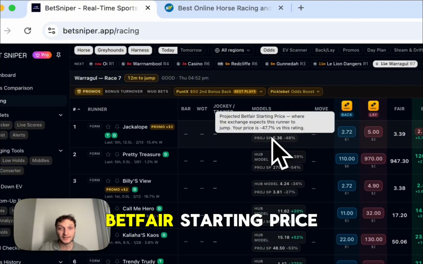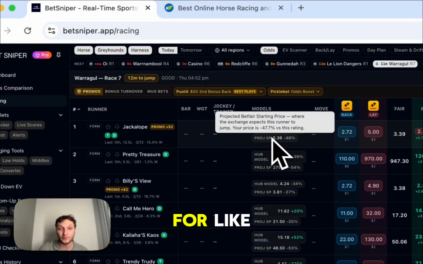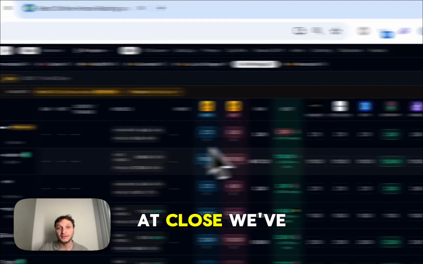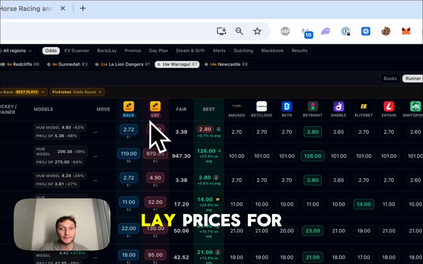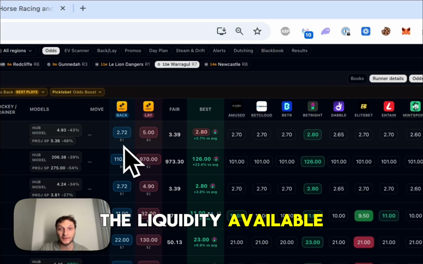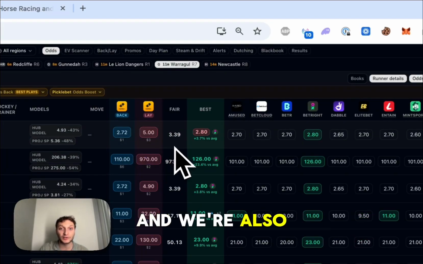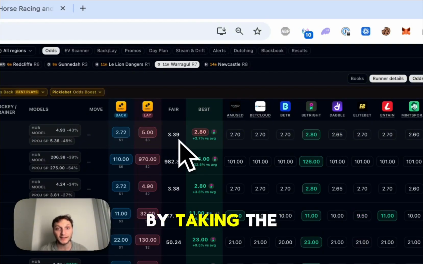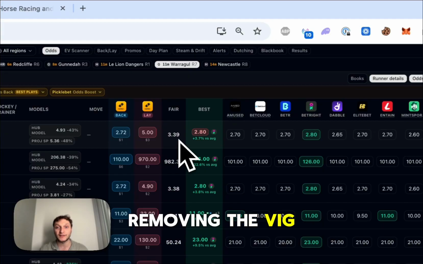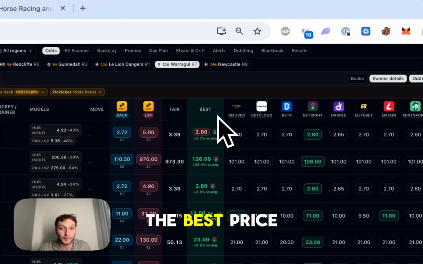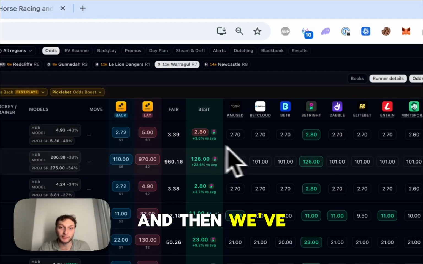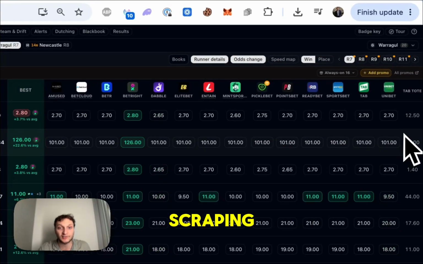And the Betfair starting price is the price that we use for CLV, or closing line value, as it tends to be one of the sharpest references in the market at close. We've then got the live back and lay prices for Betfair, as well as the liquidity available on those. And we're also calculating fair odds in the market using a top-down approach, by taking the market average and removing the vig. We also show the best price and how it compares to the average price in the market. And then we've just got the odds for the bookmakers that we're currently scraping.